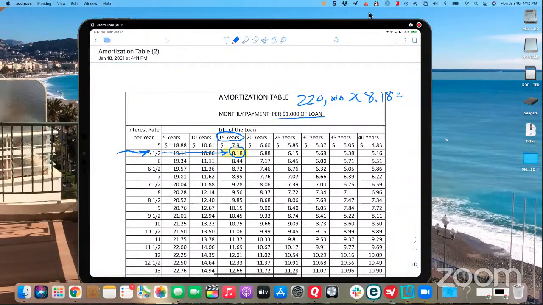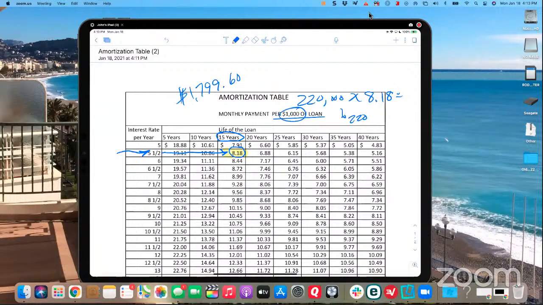Times 220. Well, I'm going to take 220,000 first, and I'm going to divide that by 1,000, because that means there are 220 of these in here. So 220 times 8.18 gives me a monthly payment of $1,799.60.